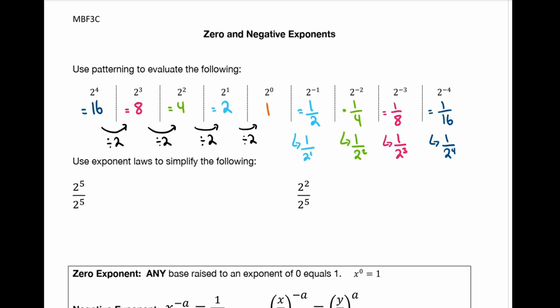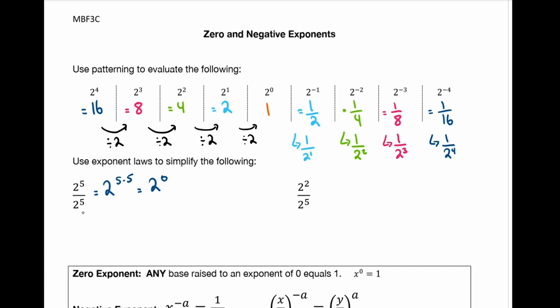In the next part, I want to use the exponent laws that I already know to help simplify the following, which will again help me see what these zero and negative exponent rules are in a different way. 2 to the power of 5 divided by 2 to the power of 5. When we divide powers, we subtract our exponents. So in this case, 5 minus 5, or I get 2 to the power of 0.